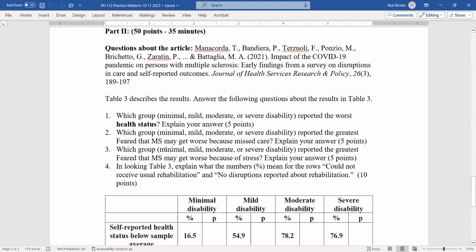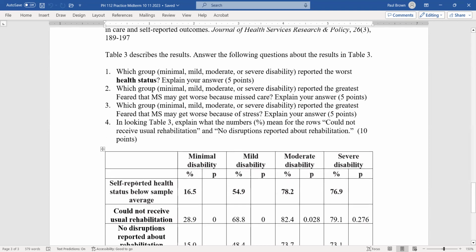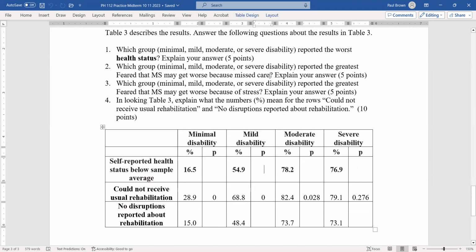Okay, so then I gave you an article. The article was the early findings from a survey on disruptions in care and outcomes for COVID-19 pandemic on persons with multiple sclerosis. So take this first question. Which group, minimal, mild, moderate, severely disabled, reported the worst health status? So it says to go here. So which one has, let's see, we'll go to the actual paper.